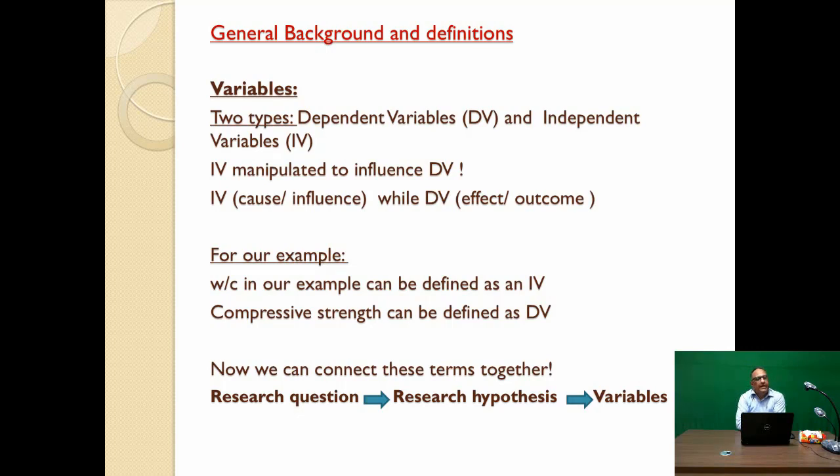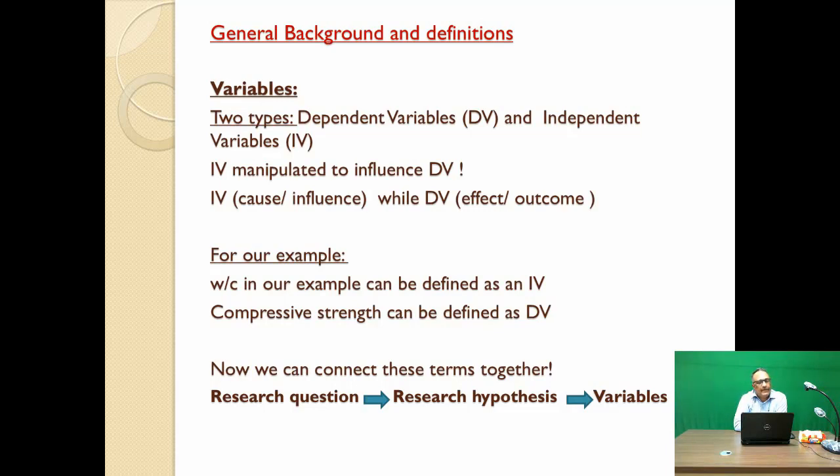Now, the research variables are divided into two types. The first one is dependent variables, DV, and independent variables, IV. Independent variables are manipulated to influence the dependent variable. It's a kind of cause and effect, or influence and outcome. So the independent variables are the cause or the influence, while the dependent variables are the effect or the outcomes. It's like input and output. You can describe the input parameters as independent variables, and the responses or the outcomes as dependent variables.